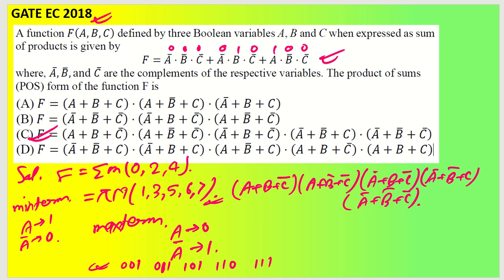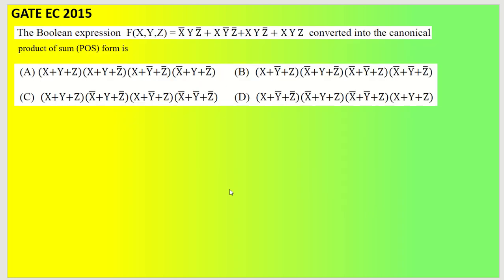Alright, the next question is, this was asked in GATE EC 2015. The question is given as: the Boolean expression is f of x, y, z as shown, and it has been converted into canonical form. So the product of sum form, that is POS form, is which one? This can be taken as min terms, and these are given in terms of max terms.